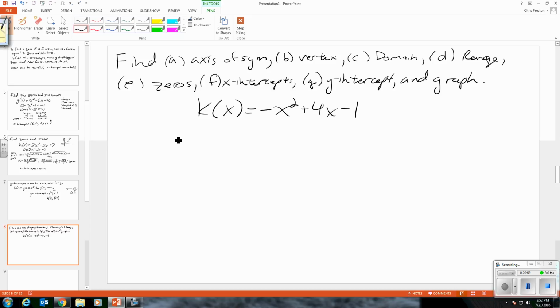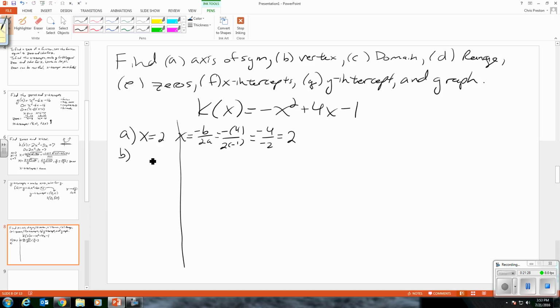Okay, so start with the axis of symmetry. Again, this is negative b over 2a, so negative 4 over 2 times negative 1, negative 4 over negative 2, so 2. So x equals 2 is my axis of symmetry.